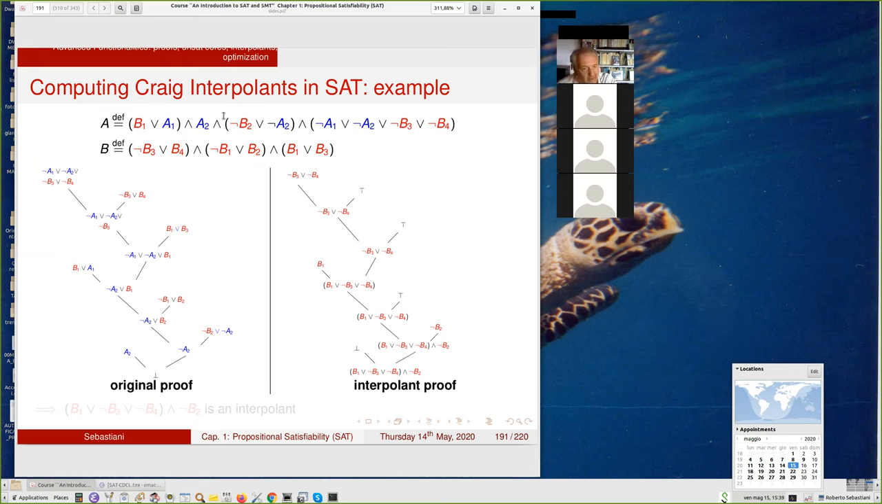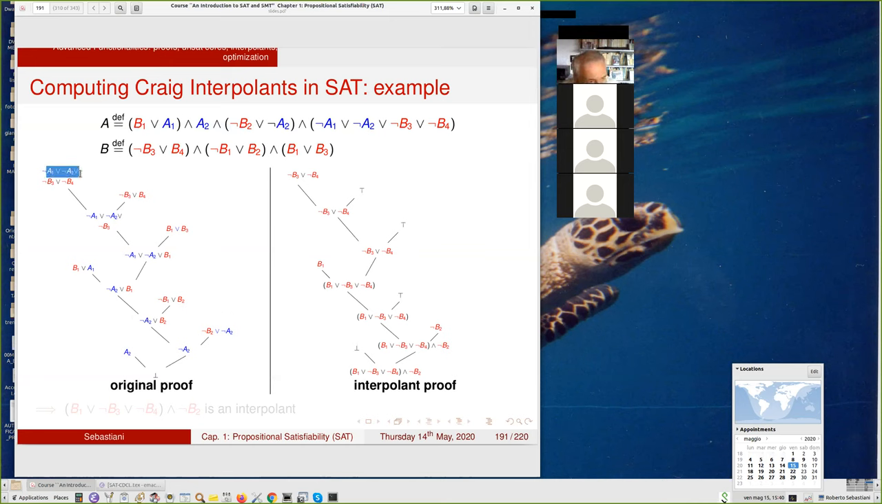Now, suppose you have the conjunction of these two formulae. You can easily see that you can build a resolution proof out of this formula, where all the leaf clauses here are part either of A or B. After applying this resolution proof, you end up with false. So this is, for instance, the resolution proof returned by a SAT solver. Now we have this resolution proof and we build an interpolant.